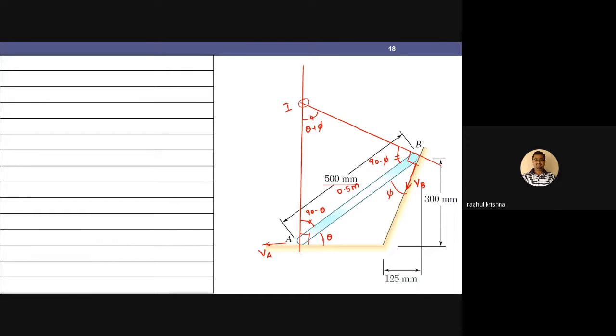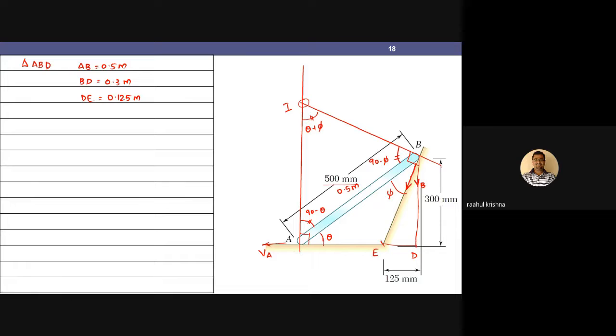Let me make one more small triangle here. Let me join it here and mark this as D. Now, considering triangle ABD, what is given to me? In triangle ABD, I know AB equals 0.5 meters, and the length BD is 0.3 meters. The length AD is not given. I'm given an intermediate point here, which I'll take as E. So the length DE is given as 0.125 meters.